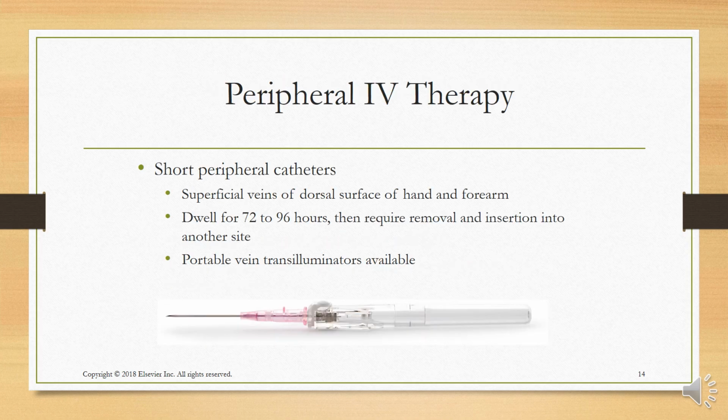So, peripheral IV therapies, these are just our regular little angiocaps that we use. It's a short peripheral catheter, and it's for those superficial veins of the dorsal surface of the hand and the forearm. They're usually only good for 72 to 96 hours, and then they should be removed and reinserted into another site. And sometimes you can use those portable vein transilluminators, if you have it available, to find your veins.